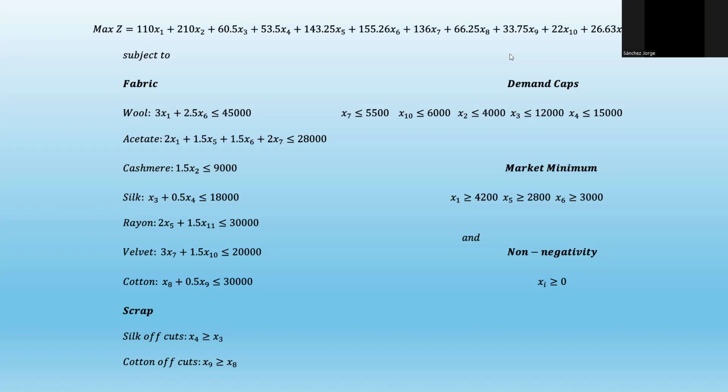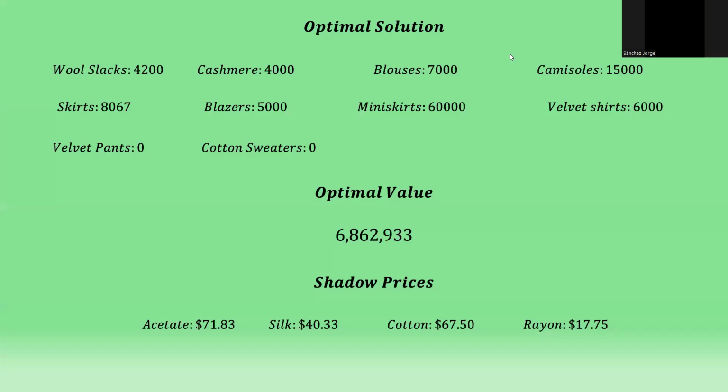Demand caps is basically the limit that you can produce, the demand that the market wants you to produce. If you produce more than that, you're going to have waste, and we don't want waste. And the market minimum is the minimum amount that you have to produce for the retail stores. And finally, the non-negativity constraint is the most obvious one. We cannot have a negative number, especially if we're talking about products or merchandise. Let's pass to the next slide.